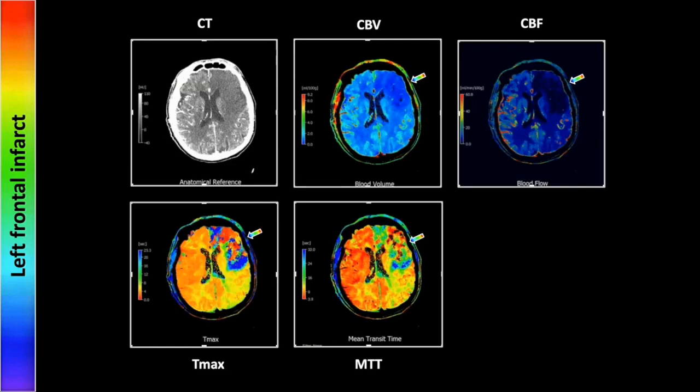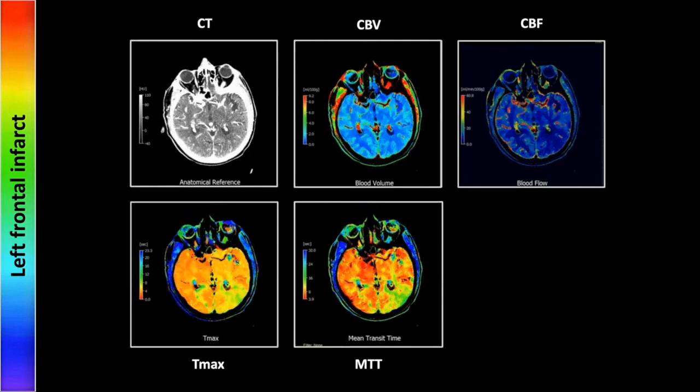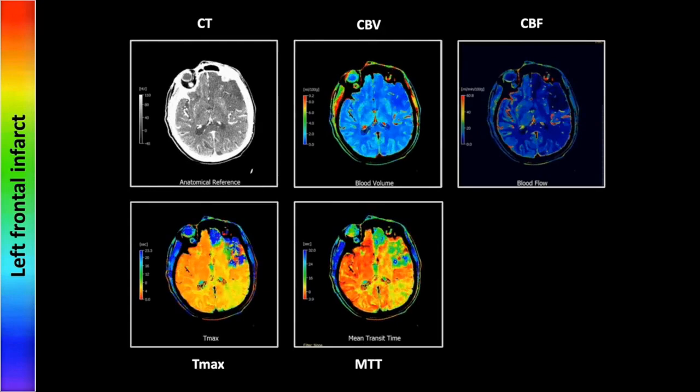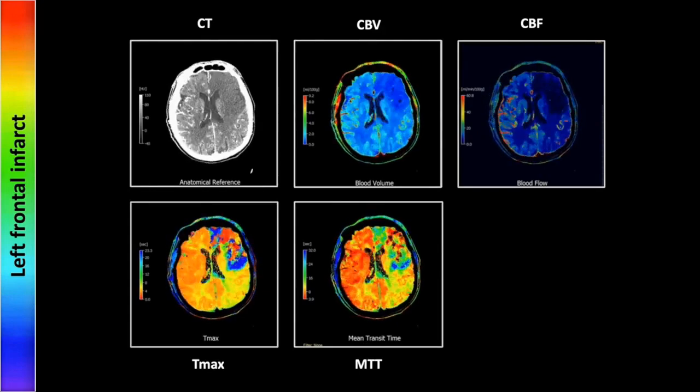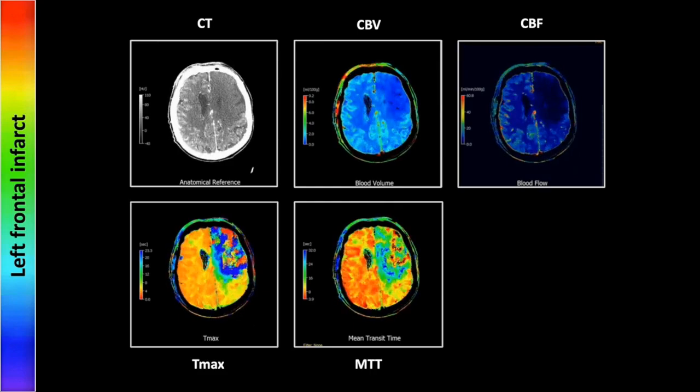Here's one where the changes in the top row match the changes in the bottom row. You can see the CBV is depicting a significant left frontal infarct that essentially matches the CBF, the Tmax, and the MTT. So this is a large infarct with a relatively small, if not non-existent, penumbra.